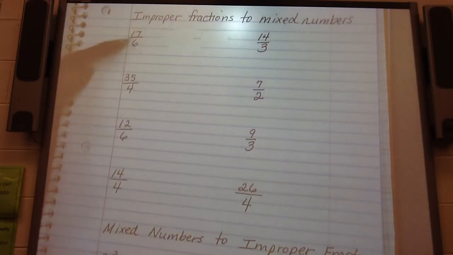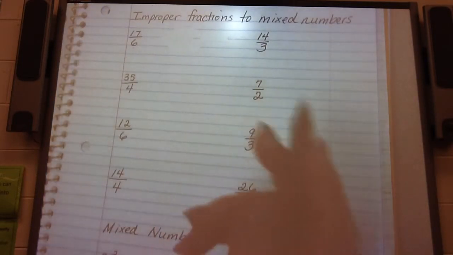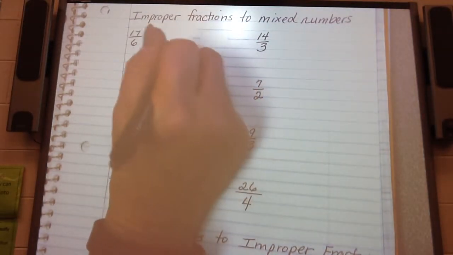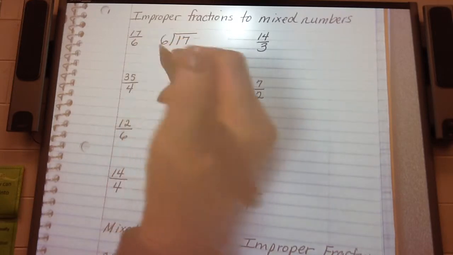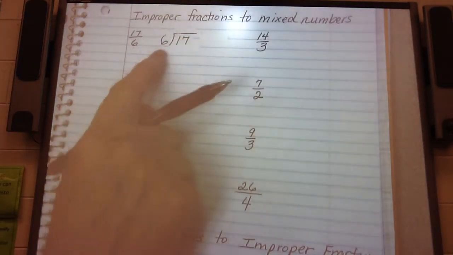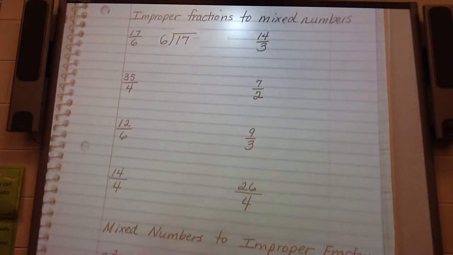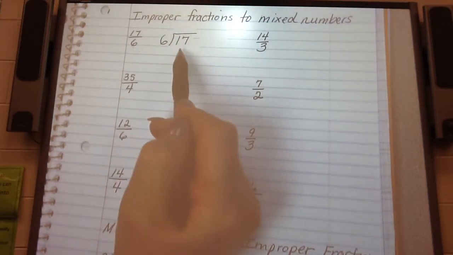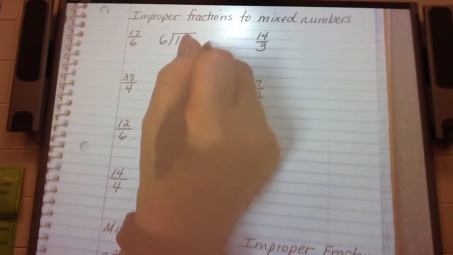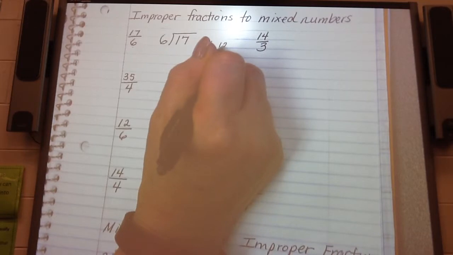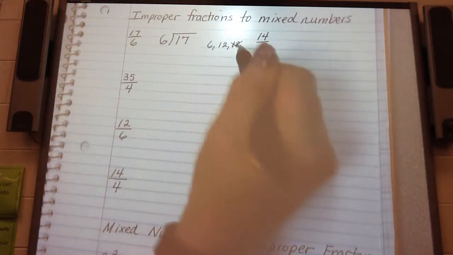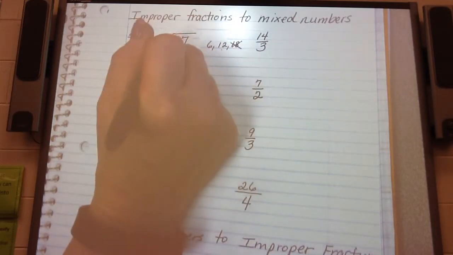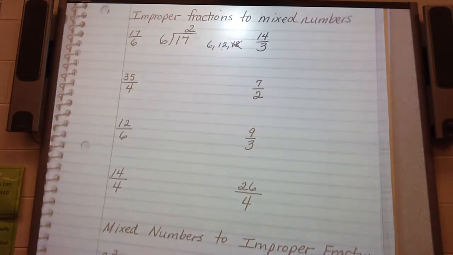So 17 divided by 6. One way that we can solve this problem and find the mixed number is to put the 17 in a position where we can divide by 6. So now we're counting by 6s to see how many 6s we can make out of 17 without going over. If we count by 6s off to the side, we can see that 3 6s is too much. So we'll stop here at 2 6s.